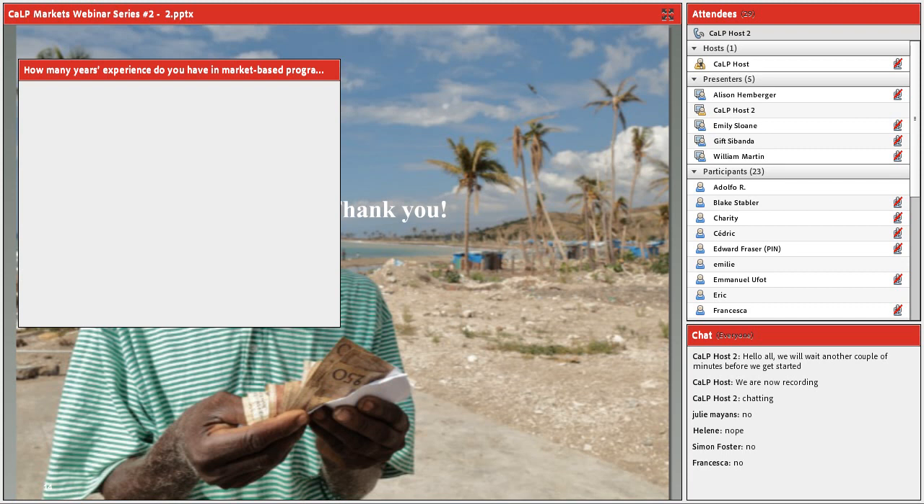And also very NGO dominated. That's perhaps not surprising. Maybe NGOs are in a position to be able to innovate on market-based programming, perhaps more than other actors. So that's great to see.